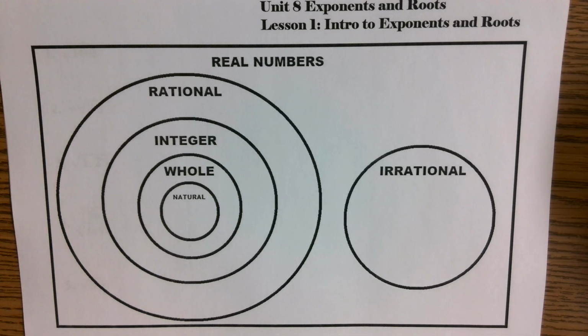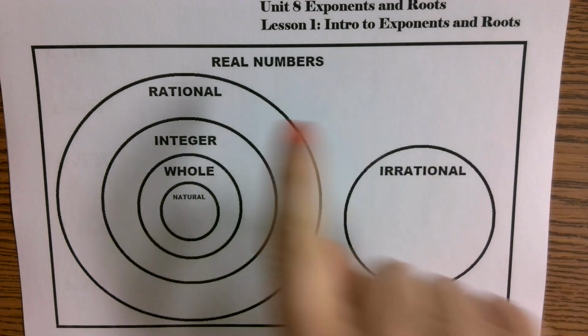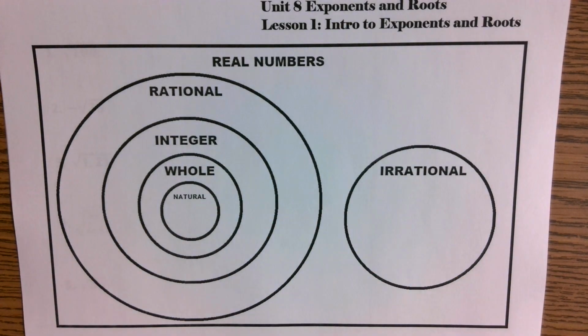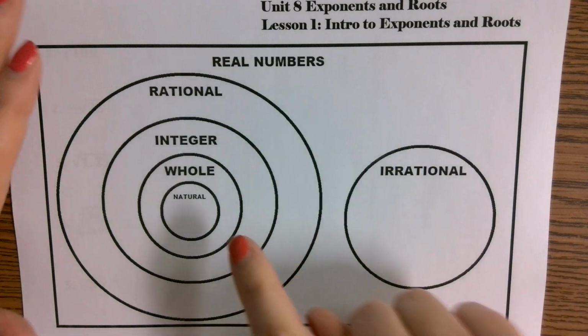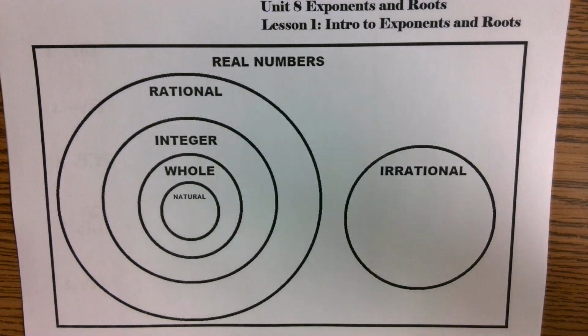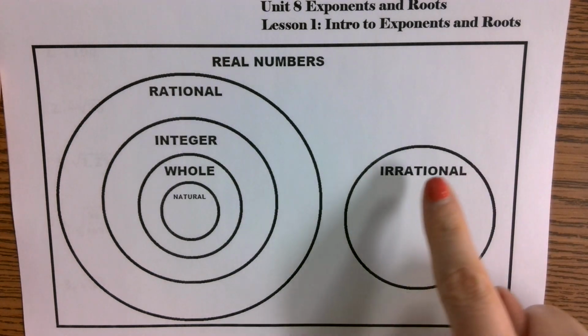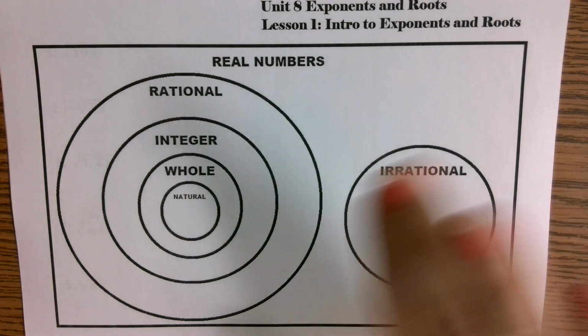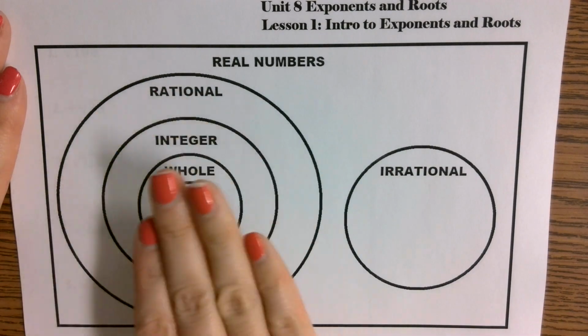Okay, so this unit is on our exponents and roots unit. That is basically the concept or idea of what we call real numbers. This idea of real numbers means that it's all natural, whole, integer, rational, and irrational values. If you notice, irrational is a value that's set off aside. It's completely isolated from the rest of the different types of real numbers.